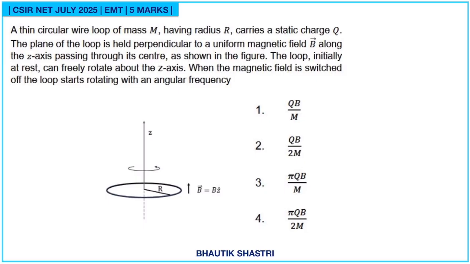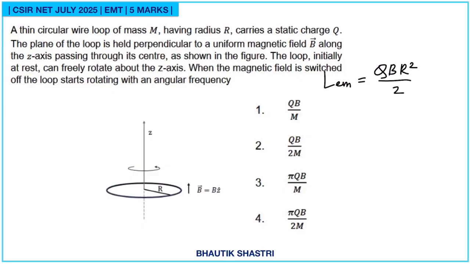Next question. A thin circular wire loop of mass m having radius r carries a static charge q. The plane of the loop is held perpendicular to a uniform magnetic field B along the z-axis passing through its center as shown in the figure. The loop, initially at rest, can freely rotate about the z-axis. When the magnetic field is switched off, the loop starts rotating with angular frequency equal to. Now here the electromagnetic angular momentum in the fields of a charge q distributed on a ring of radius r is given by q b r square by 2.